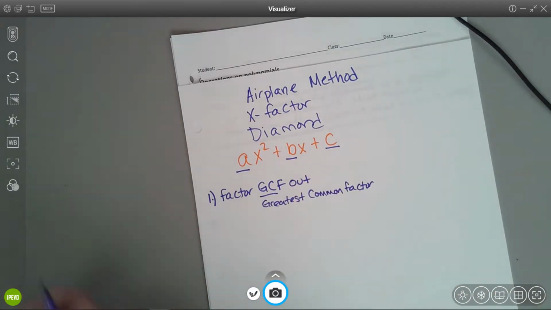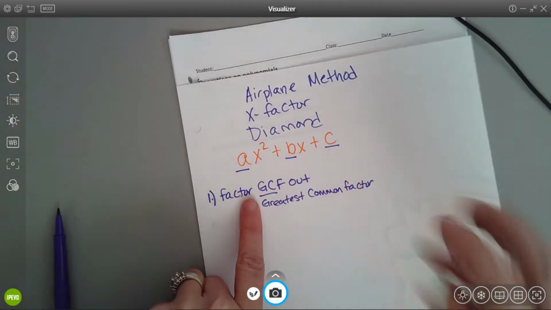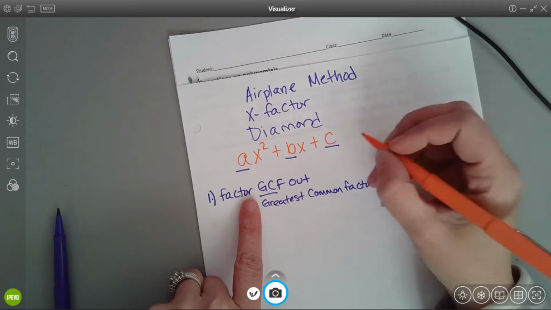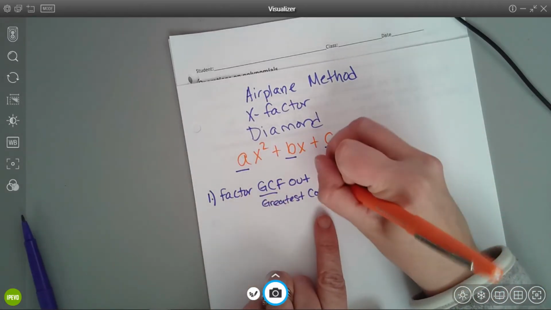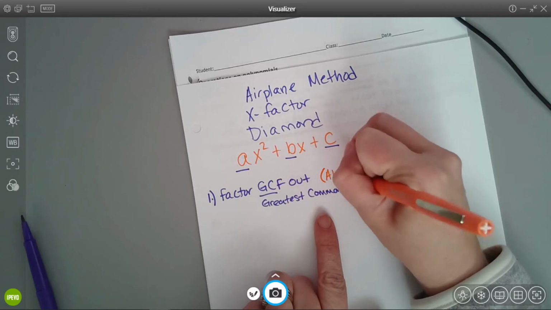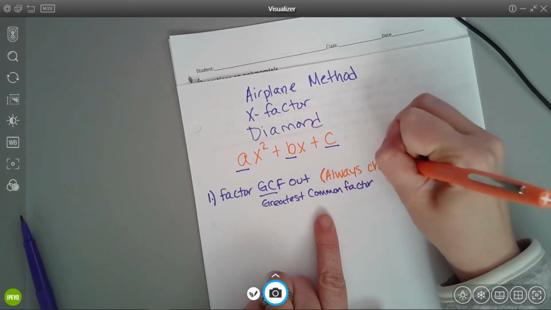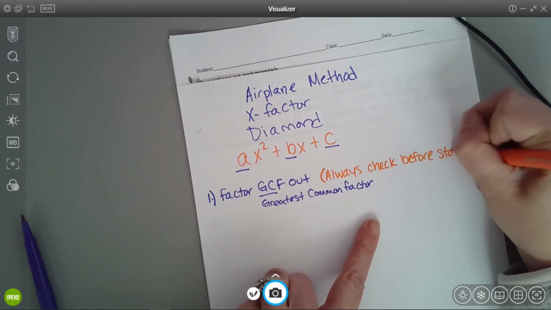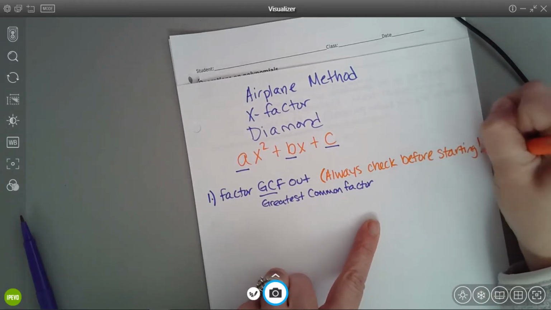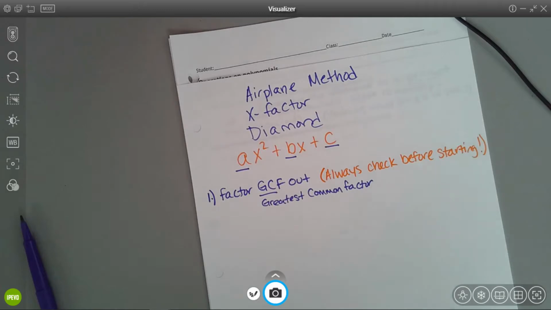This is with my airplane. Before people take off in their airplane, this is step 1. This is like your pre-check. You need to check your airplane before starting. Always check before starting your plane.